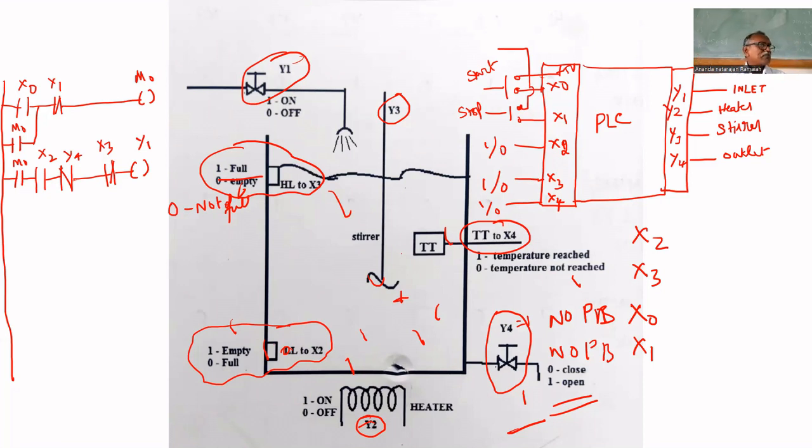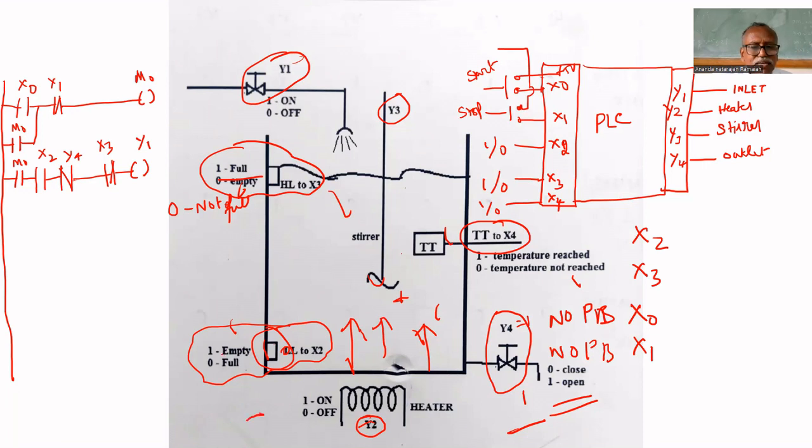Is it sufficient? Whether it is completed? No, because if it starts filling, what will happen? This level will rise. Am I correct or not? If it goes above this proximity switch, it will give you a 0, because the tank is not empty.